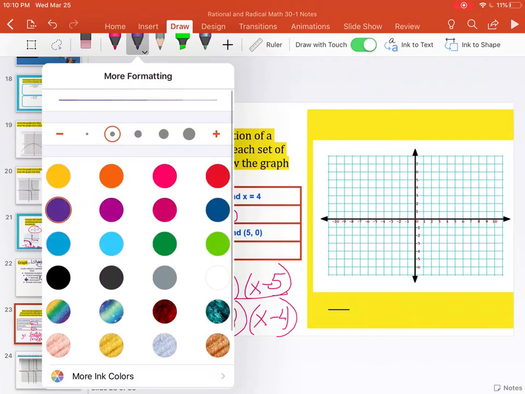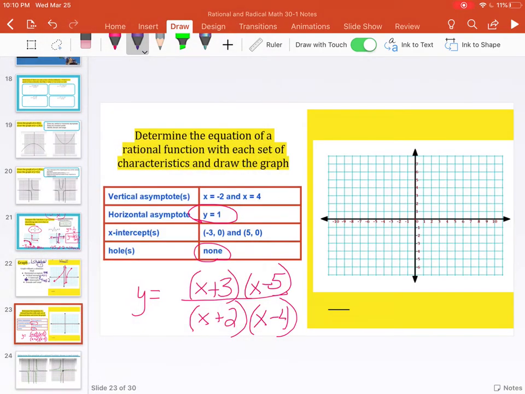So now let's try to draw this. So I have an x-intercept at -3, so let's draw that out, and +5. Let's draw all of our asymptotes. We have an asymptote at -2. There we go. And an asymptote at +4. And a horizontal asymptote at +1. Yay! There we go.